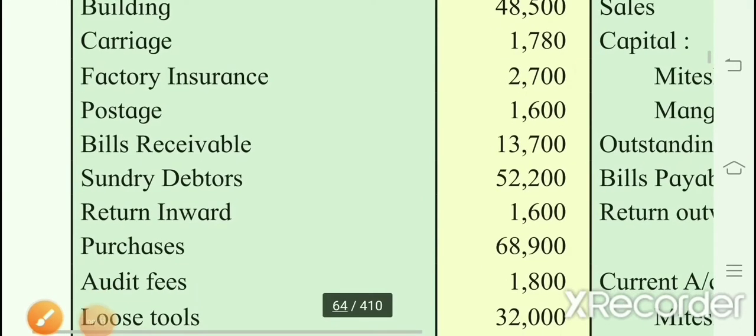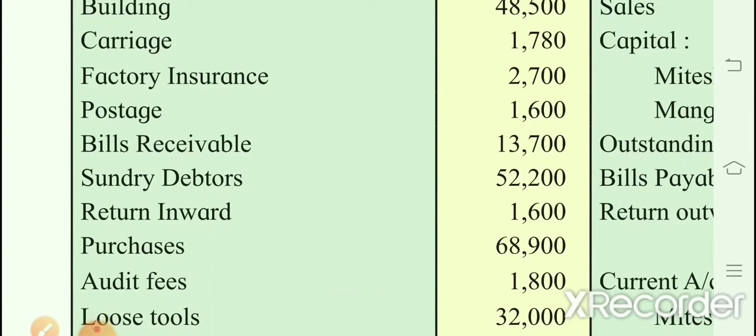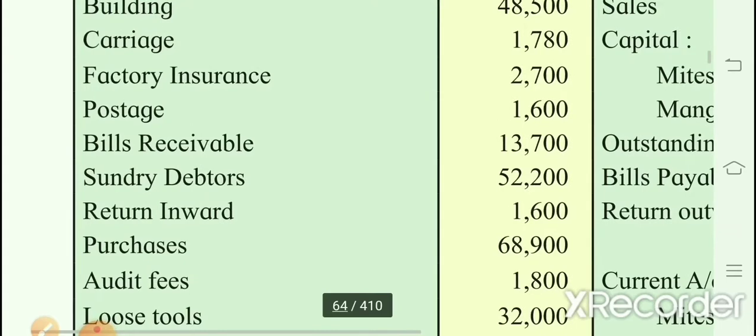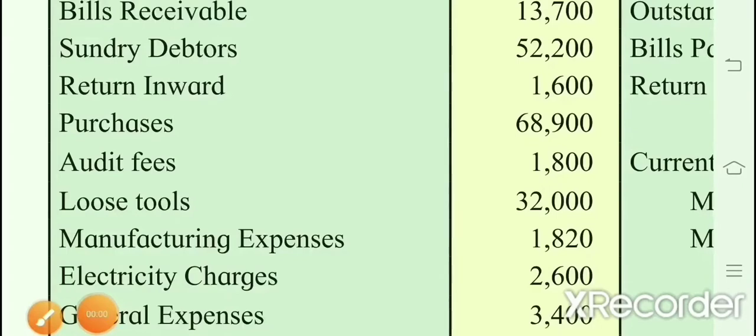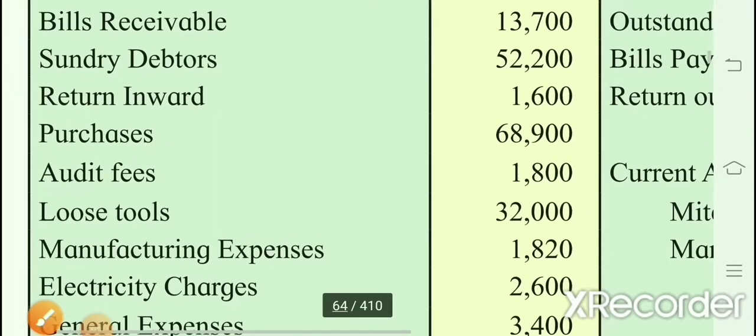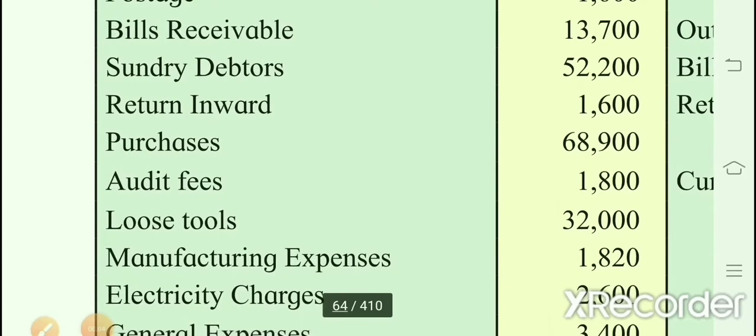Next is factory insurance. On debit side of trading account, we will write this item because it is the insurance of our factory. By rupees 2,700, post it to debit side of trading account. Next, postage. On debit side of profit and loss account, by rupees 1,600, post this item. Next, bills receivable on asset side. Sundry debtors on asset side. Next is return inward 1,600. Return inward means it's our sales return, hence it will be deducted from sales.